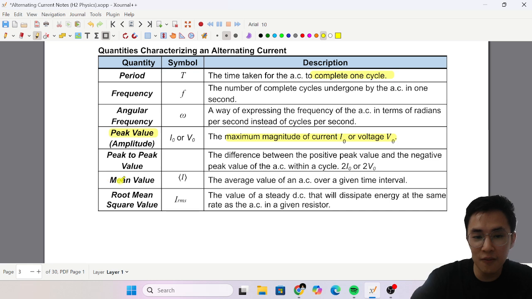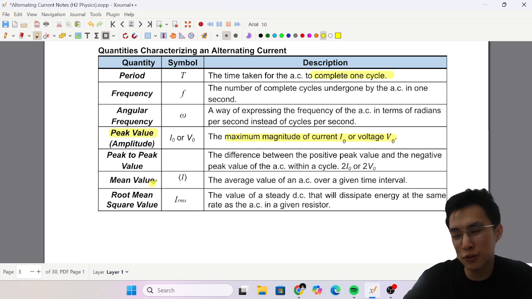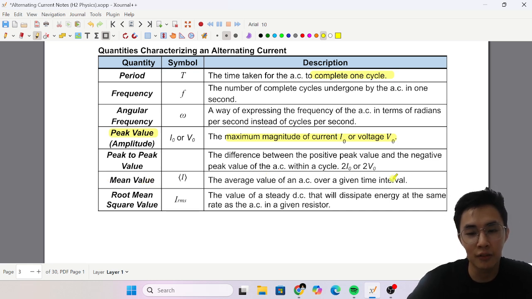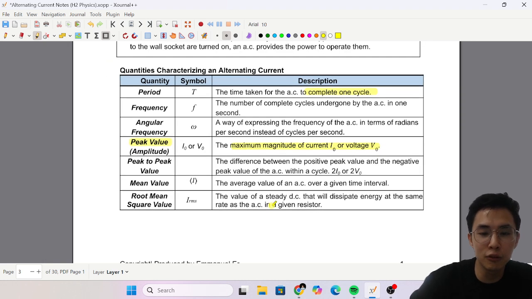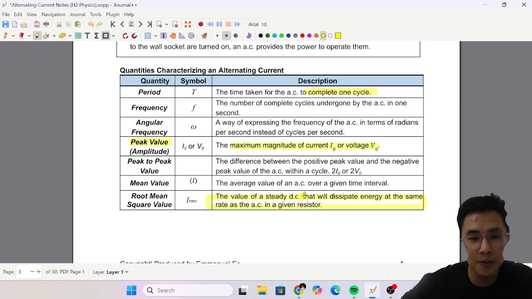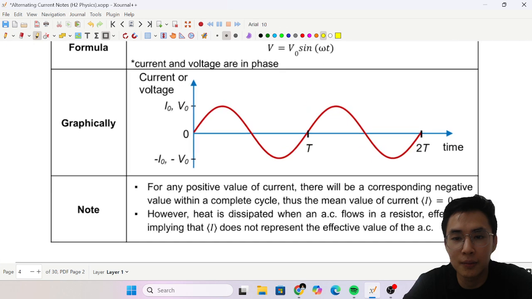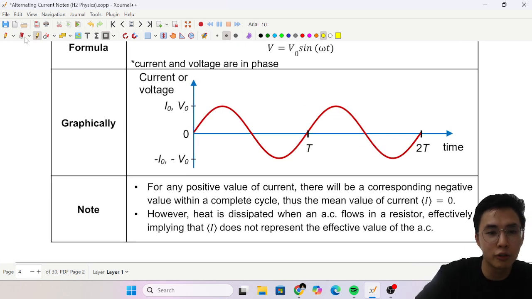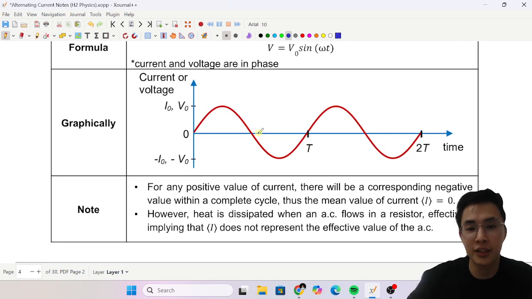The mean value, on the other hand, is not the same as root mean square. The mean is just the average value. And finally, root mean square value. This is the most important one that you must remember. It was the definition that we went through already. Looking at the graph, we can very quickly run through how it is illustrated. If they ever ask you for the peak value, they're asking for the maximum value. The period you can find here. And to find the frequency, you just have 1 over T.